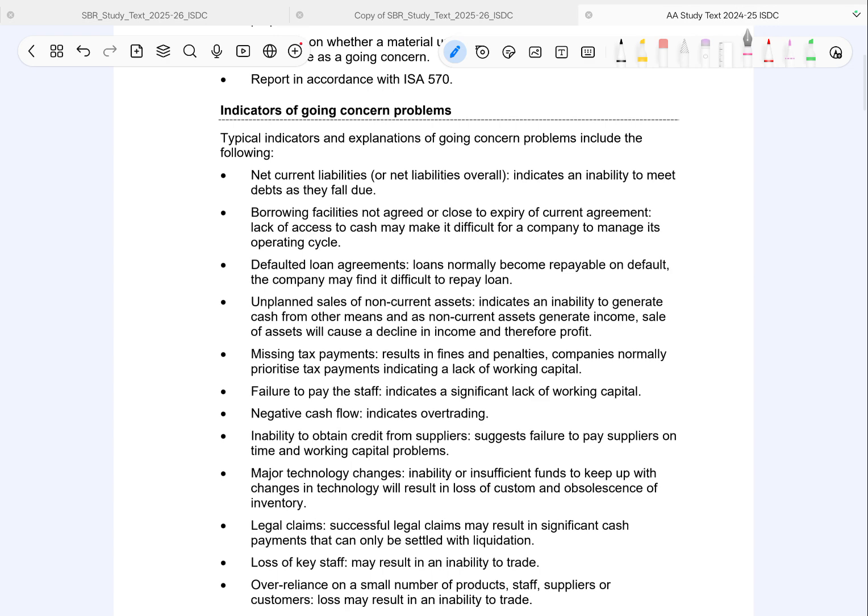Net current liabilities. Can't pay short-term debts. Borrowing facilities expiring. Cash access problem. Default on loans. Immediate repayment issues. Selling non-current assets unexpectedly. Basically, we're desperate for cash.